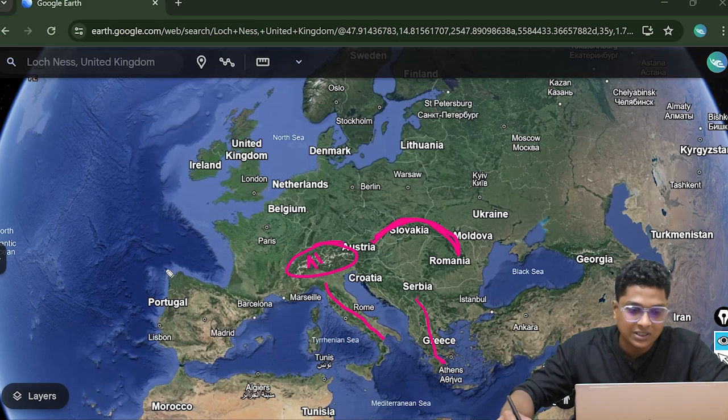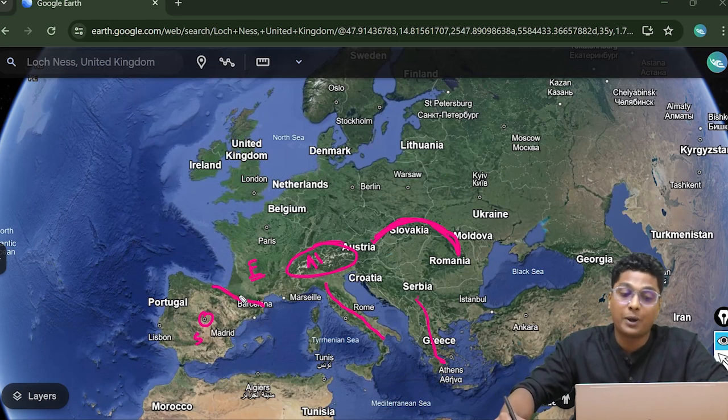Now coming toward this region here, right? So this is Spain, Madrid. This is Spain, this is France. In between there is a natural border which is located here. This is the Pyrenees mountain, which is located in this region.